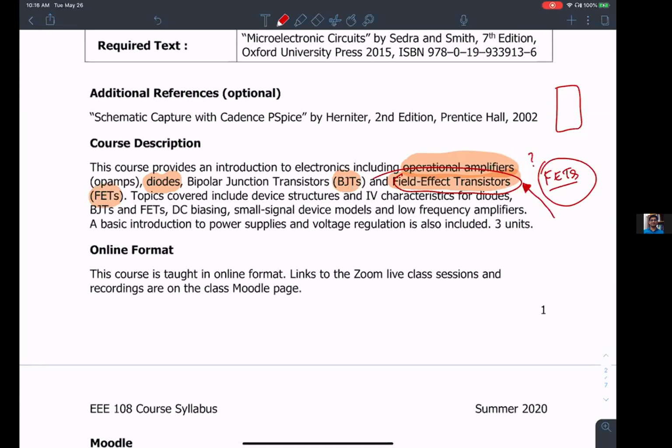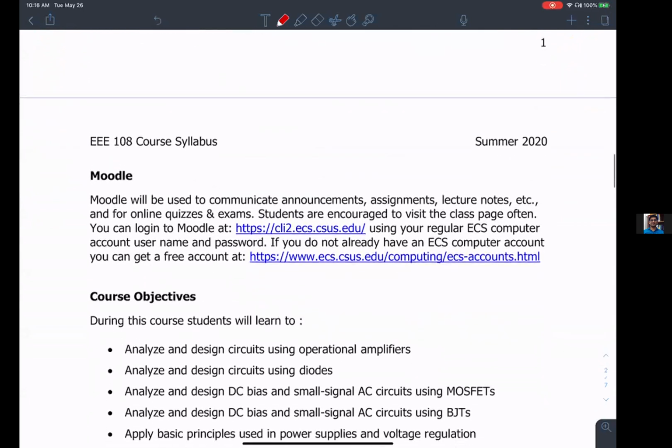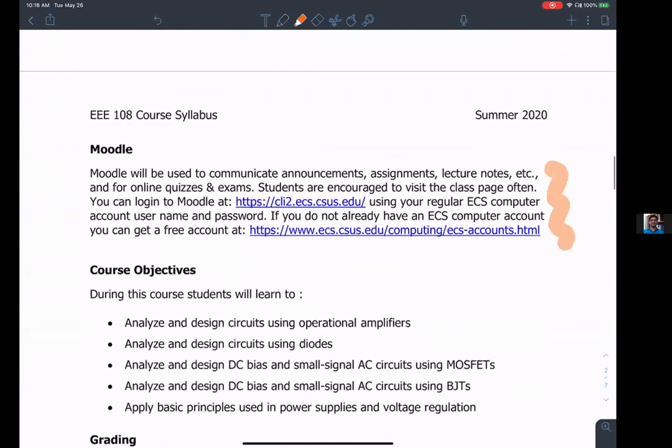We look at operational amplifiers, DC biasing, small signal models, so on and so forth. A very interesting set of problems and design considerations. That is what we are going to go through in this course. And all of this is about semiconductors, electronics. Okay, so basic building blocks of electronics, and this is an online course. Okay, and you know all about Moodle. If you don't already have access, make sure you gain access to Moodle.